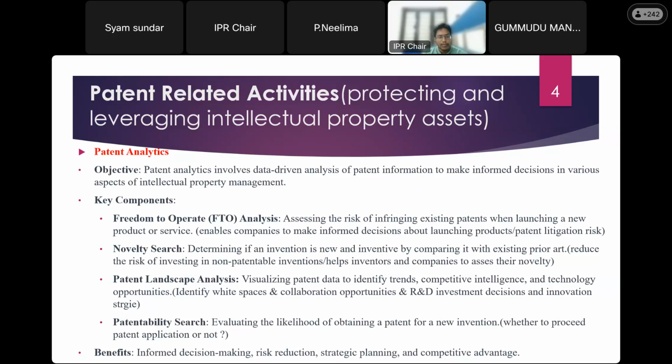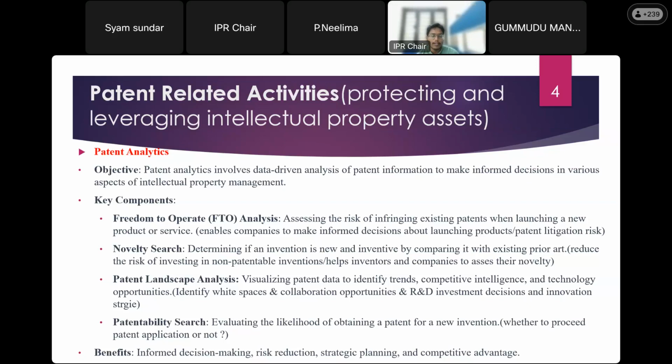Another one is patent landscape analysis. It is something like visualizing the patent data to identify trends. For example, you really don't know what kind of invention you have to come up with. You are a computer science student and you want to come up with some invention, because nowadays in your resume they are looking for whether you filed any patents, any granted patents, or any intellectual property rights you are holding. That also gives value to your resume. If you have that, you will immediately get a job as soon as you finish your degree. So definitely they will see.